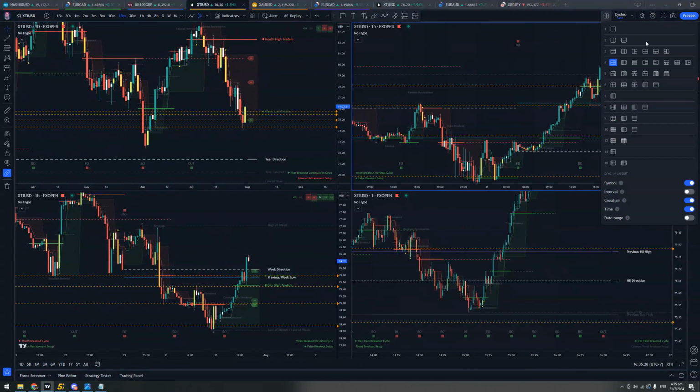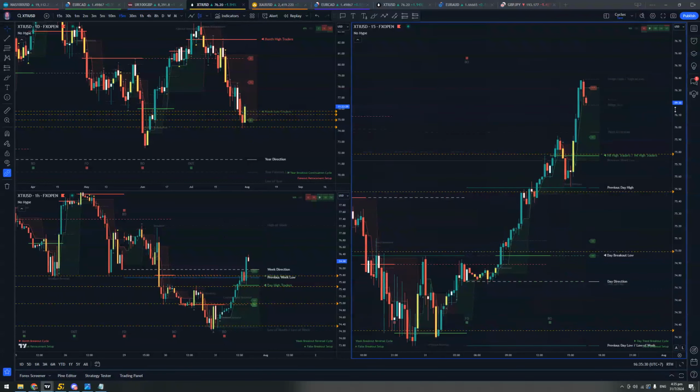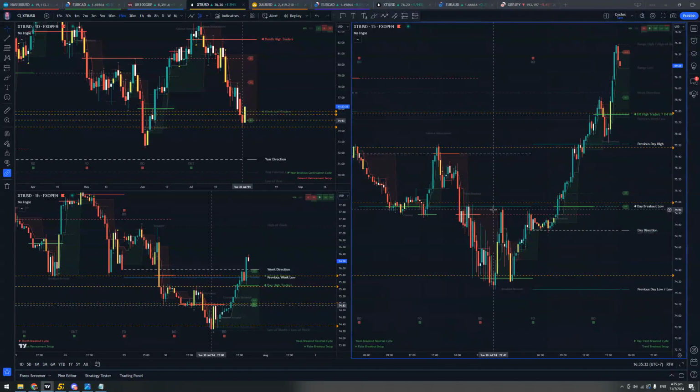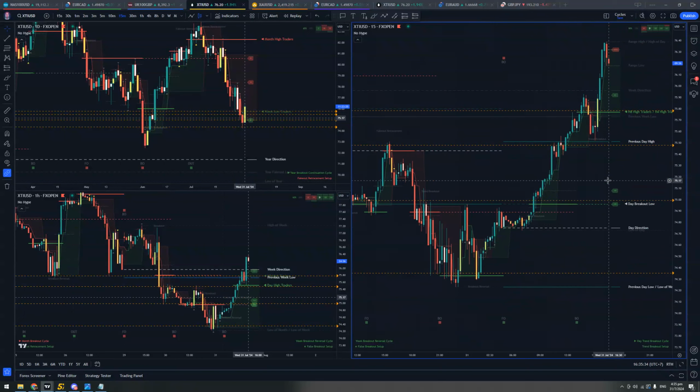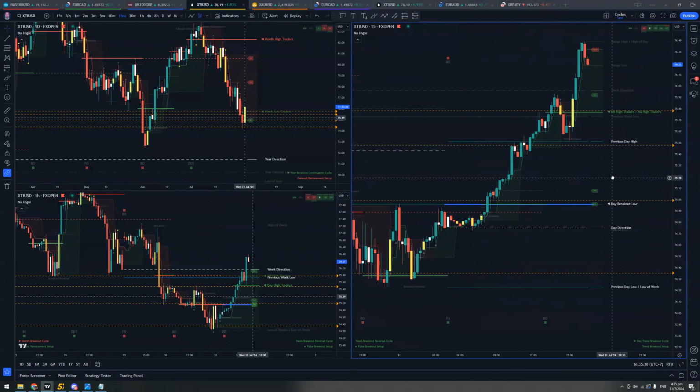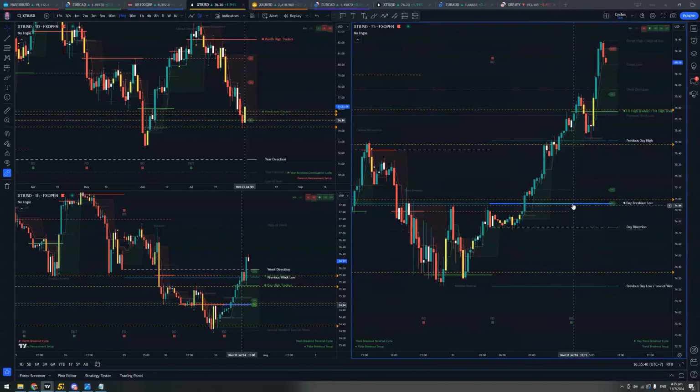Had just taken the day breakout low. So the day breakout low. This is the last breakout bar level. I'm bullish above, bearish below. Coming into the session, the H8 was bullish, H4 was bullish, and we're above the previous day high.